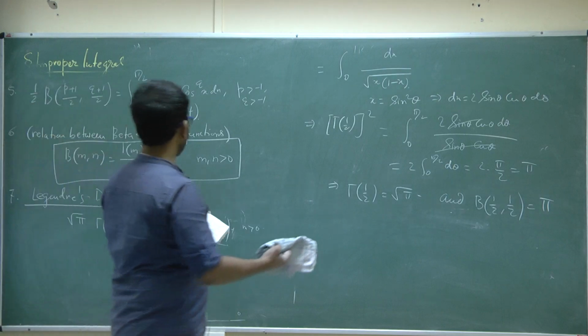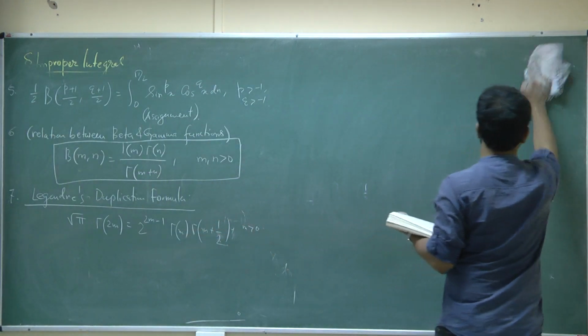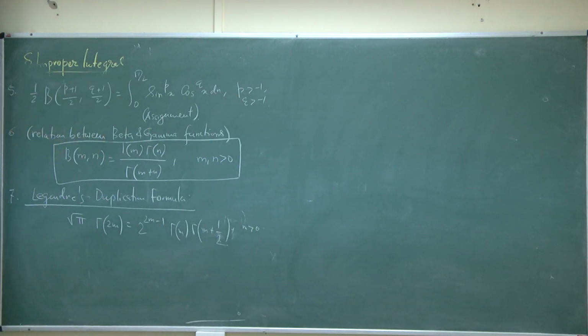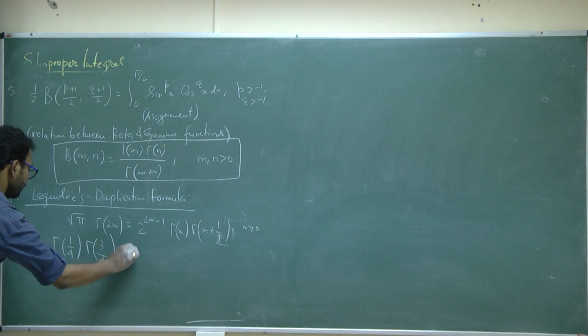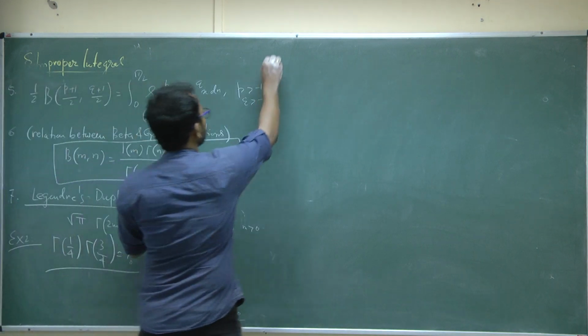So one very good application of this result is to find out the value of, so exercise 2, let us say exercise 2. We want to calculate what is gamma 1 by 4 times gamma 3 by 4. What is the value? All right. So the solution goes like this.